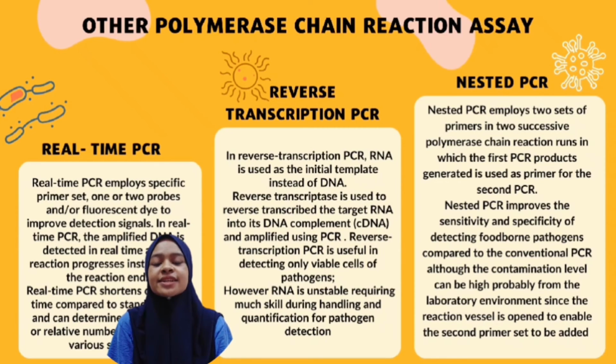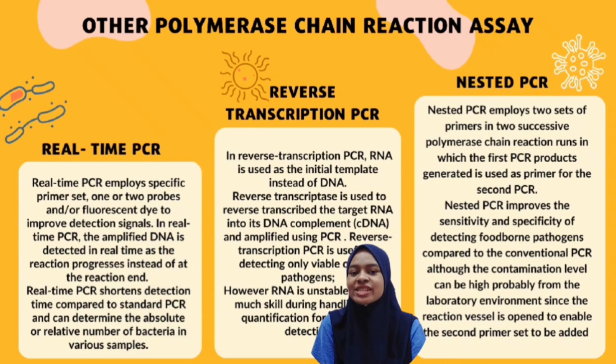In reverse transcription PCR, RNA is used as the initial template instead of DNA. Reverse transcriptase is used to reverse transcribe the target RNA into complementary DNA, which is then amplified using PCR. Reverse transcription PCR is useful in detecting only viable cells of pathogens. However, RNA is unstable, requiring much skill during handling and quantification for pathogens.